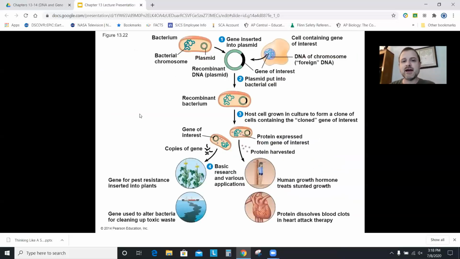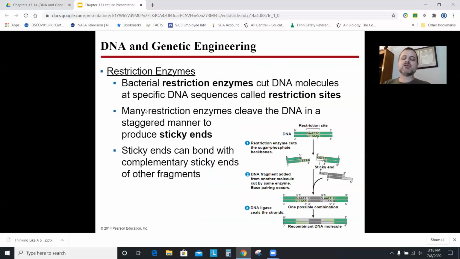Now, I keep saying how you're cutting out DNA. How do you cut out DNA? So bacteria naturally make these things. We're going to do a lab that involves this later, so we're going to revisit this. These enzymes are called restriction enzymes. Bacteria make these naturally. They're sort of like a gift that nature has provided us because we use these in biotechnology. These are enzymes that cut DNA at specific sequences.